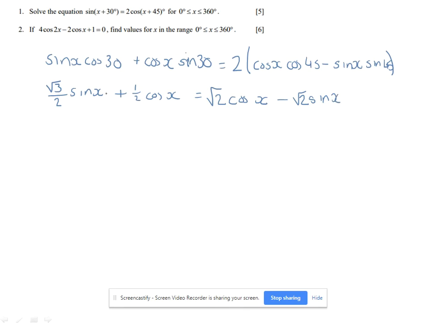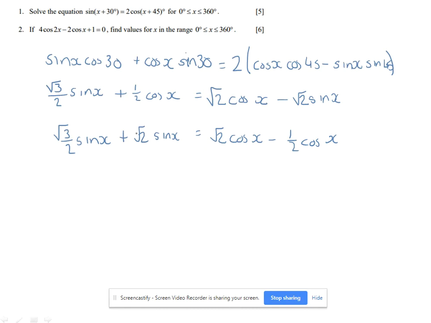Okay, so now we've got to get our sines to one side and our cosines to the other side. So I'm going to add my root 2 sin x onto this side. So we end up with root 3 over 2 sin x plus root 2 sin x. And on this side, we've got root 2 cos x minus a half cos x.